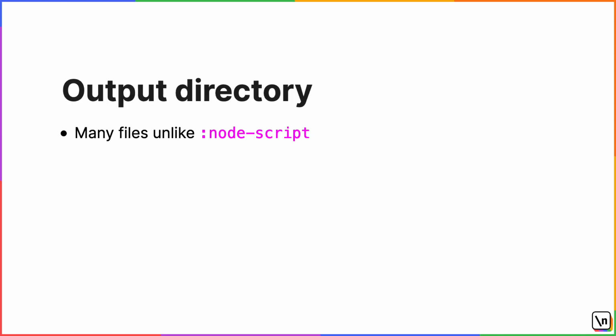The output directory is where all your compiled files reside. Unlike the node script target, where we specify an output file, the browser target needs us to specify a directory because more than one file is created.